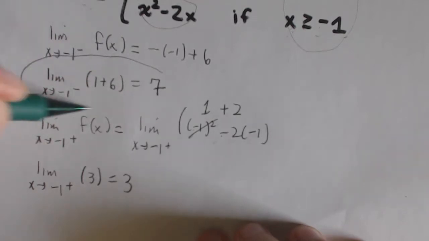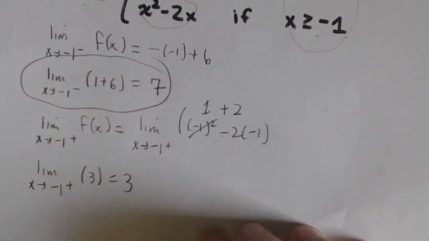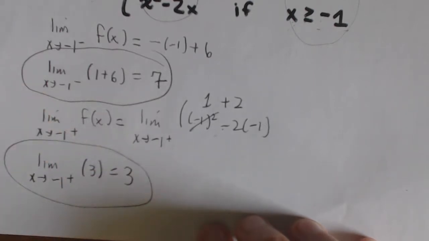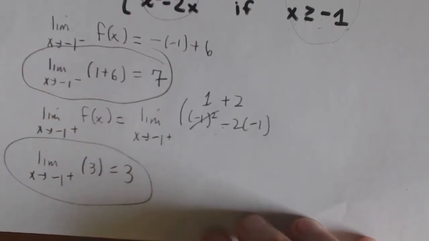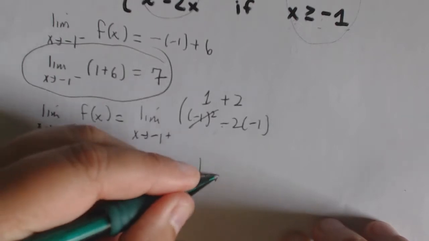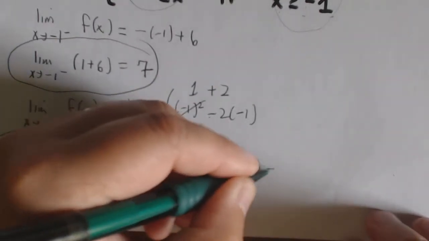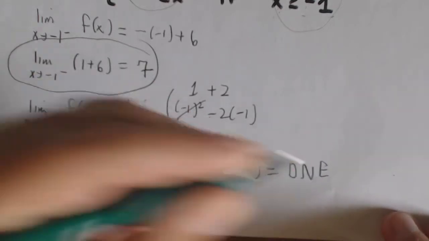So the limit as x approaches -1 from the left is 7, and the limit of the function as x approaches -1 from the right is 3. Therefore, the limit as x approaches -1 of this function does not exist.